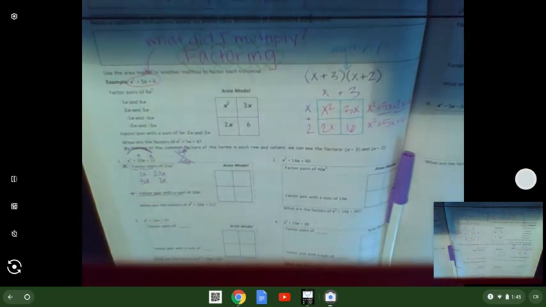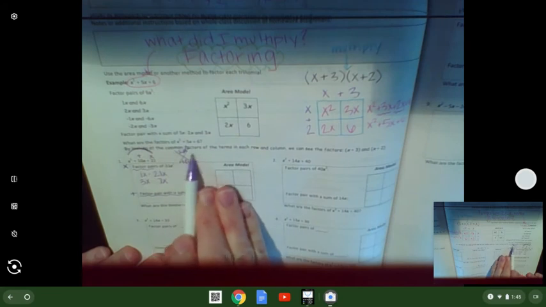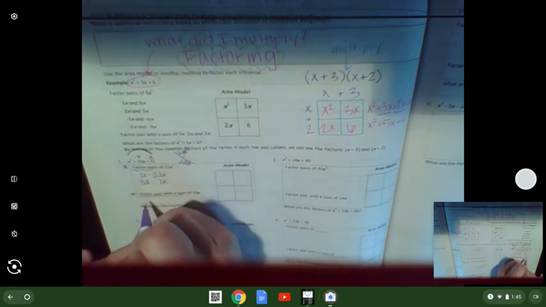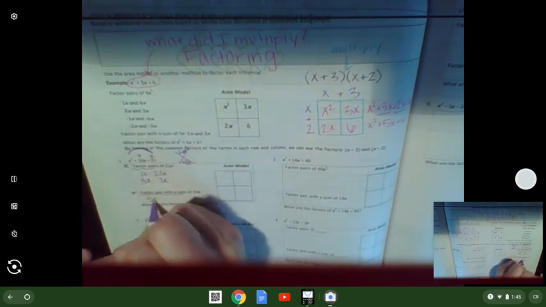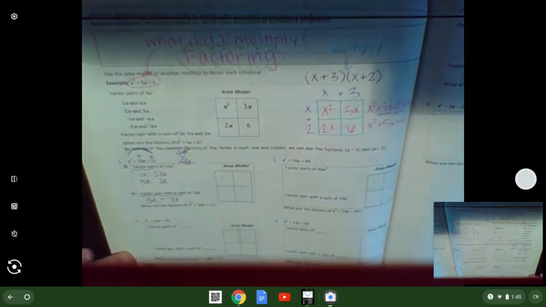4 would be times a decimal to get 21. 5 times a decimal would give me 21. 6 times a decimal would give me 21. 7's already on my list. So I figured out what multiplies to give me 21x squared. I need to figure out what adds, though, to give me 10x. Well, I know that has to be the 3x and the 7x. If I add or combine like terms, that's what's going to give me a 10.